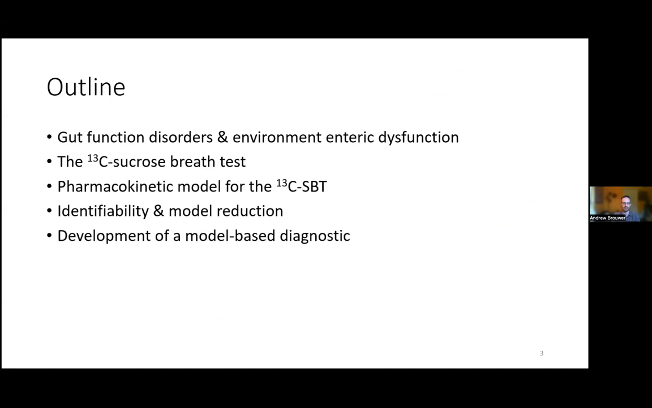What I'm going to talk about today, start with looking at gut function disorders, and in particular, environmental enteric dysfunction, a specific kind of gut dysfunction. But we're going to move in to talk about the carbon-13 sucrose breath test and develop a pharmacokinetic model for that test, and really spend a lot of time thinking about identifiability and model reduction, and ultimately hope to develop a model-based diagnostic. You may say, where's the math in this? But a lot of it comes into the aspect of understanding the identifiability and model reduction for this model.